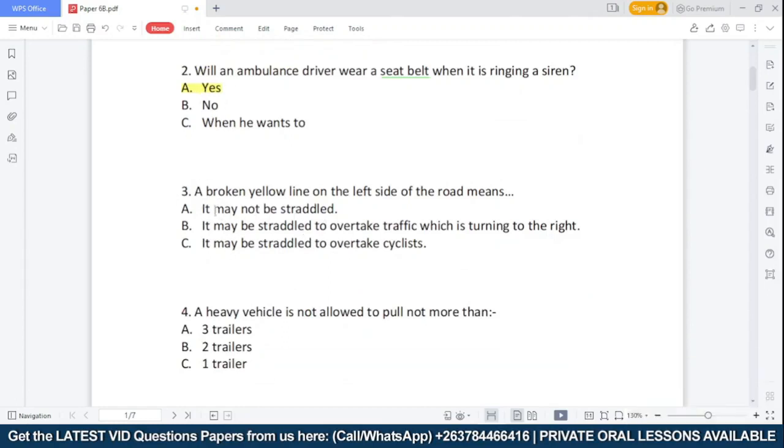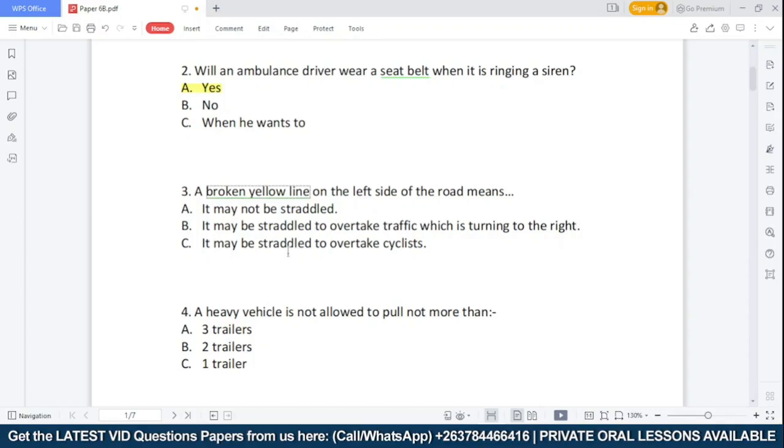Number 3, a broken yellow line on the left side of the road means. So we're looking at a broken yellow line here, and we know that the function of the broken yellow line is to demarcate the edge of the road, right? So it marks the edge of the road. Firstly, we can only straddle this yellow broken line when you want to overtake traffic that is turning to the right. For you to actually overtake that traffic, you have to start with the yellow broken line because it is on the edge of the road.